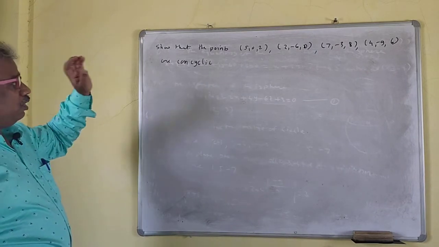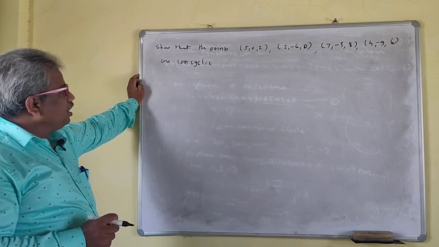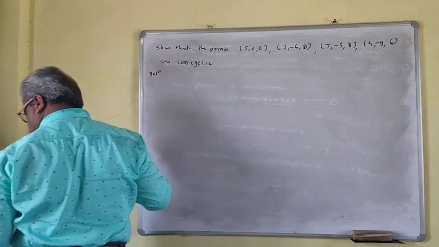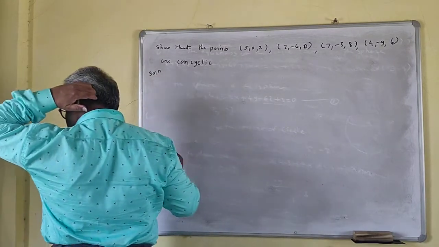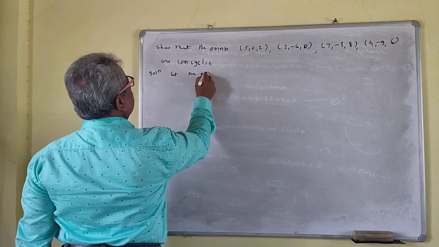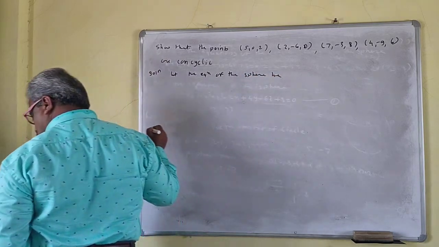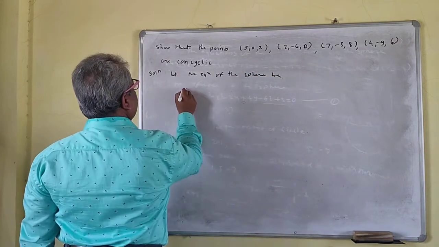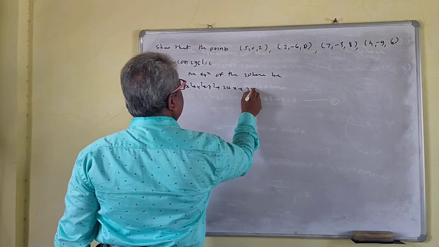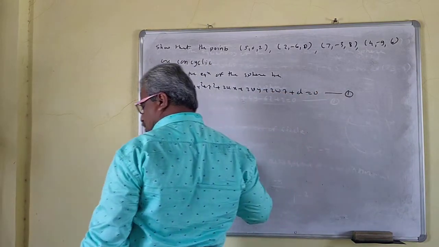That means you have to prove they lie on the same circle or lie on the same sphere. Okay. Solution. Let the equation of the sphere be x square plus y square plus z square plus twice ux plus twice vy plus twice wz plus d is equal to 0. We call this as 1.